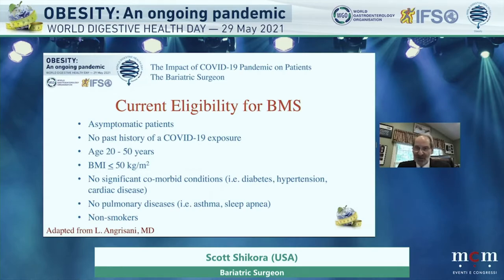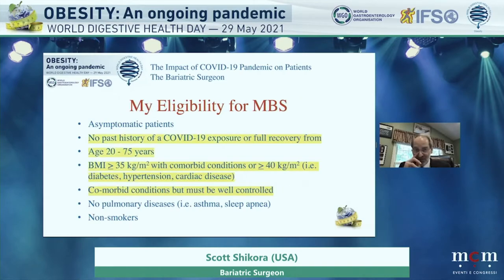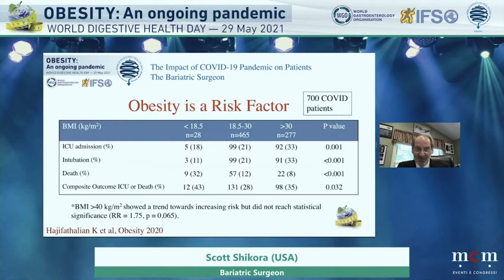But once again, I want to make a plug that we should at least consider some of the higher risk patients for surgery because they need it so badly. So patients who had COVID but fully recover, patients who are older, up to age 75, higher BMIs with medical conditions, assuming those conditions are well controlled. And this would be my eligibility list for bariatric surgery.